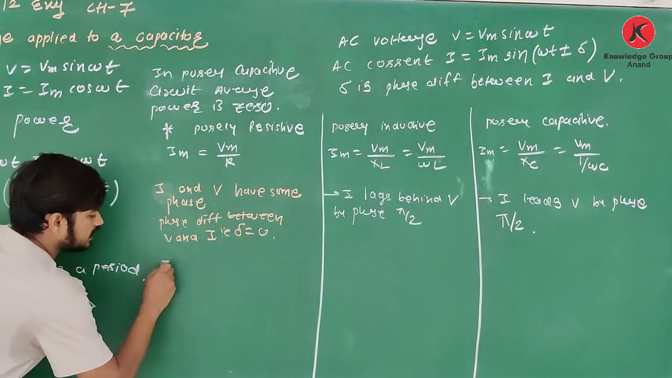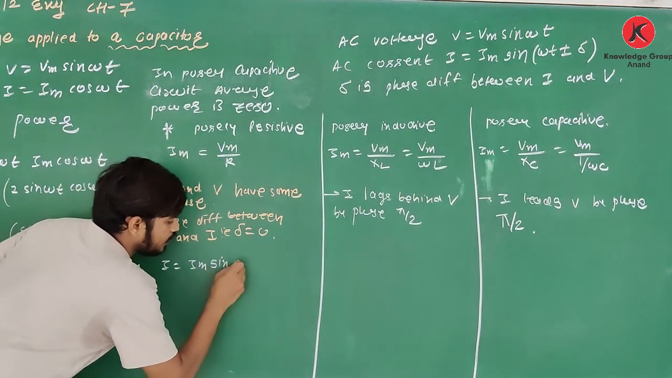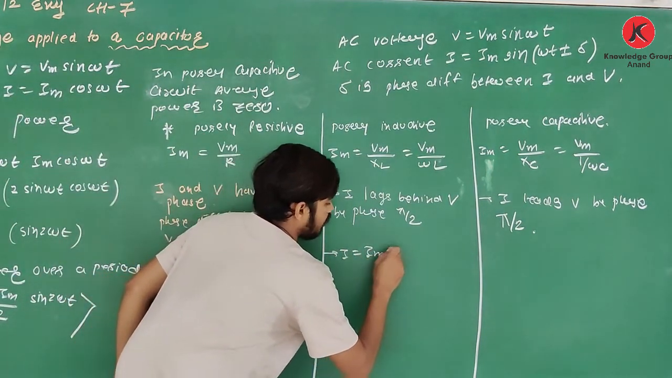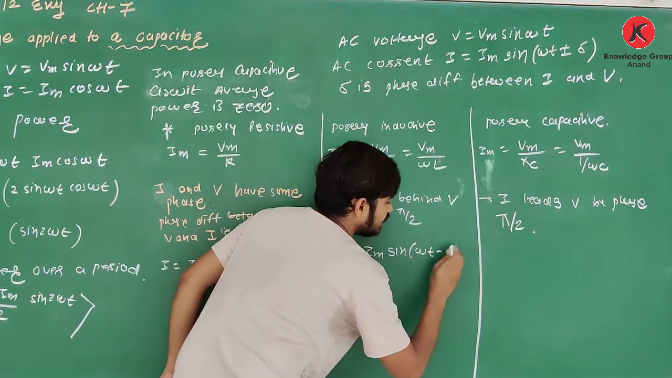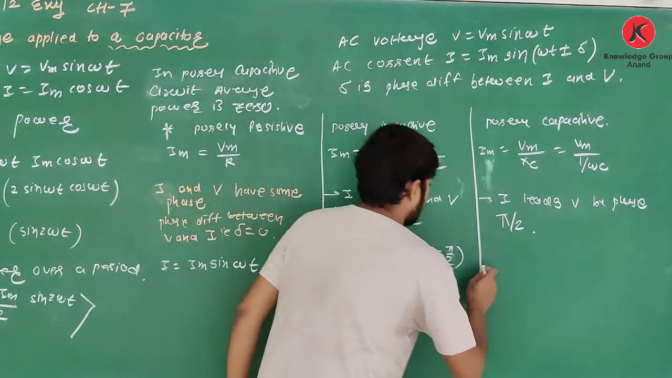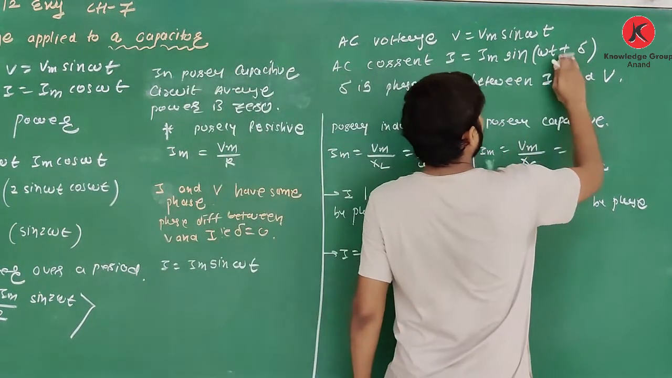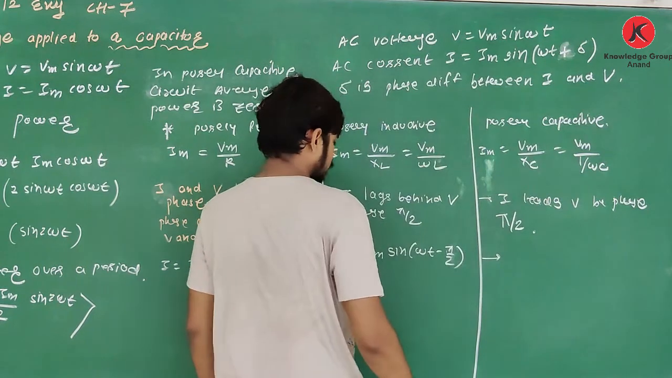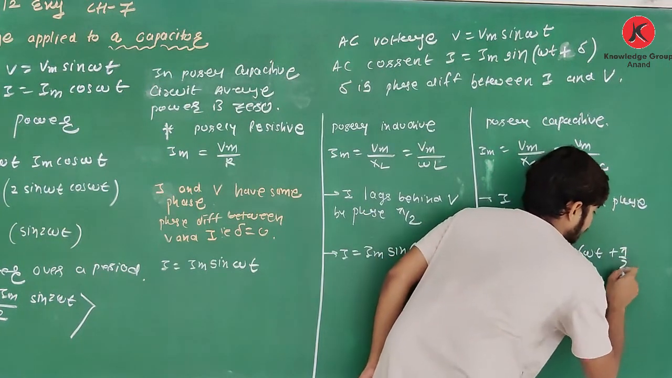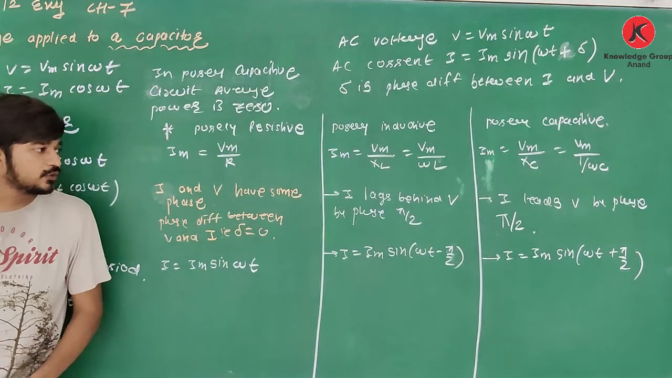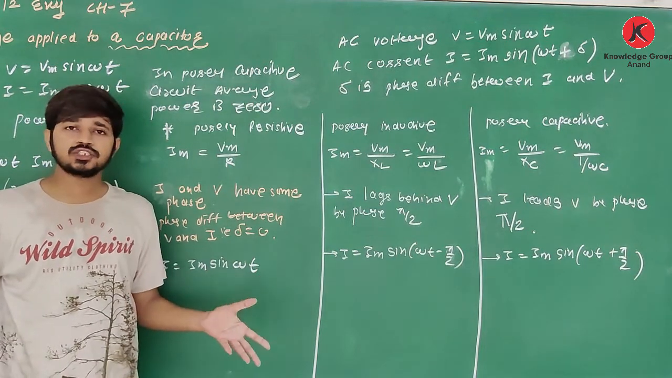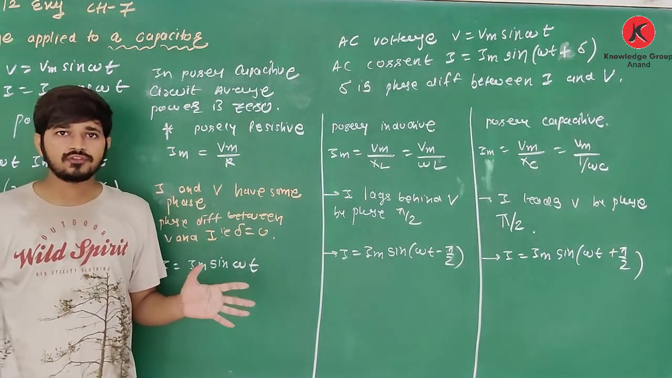So what is the equation of current? In the resistive case, it is I is equal to Im sin omega t, because you put del equal to 0. In the inductive case, I is equal to Im sin omega t minus pi by 2, means del is equal to minus pi by 2. And here I will write only plus: I is equal to Im sin omega t plus pi by 2. So there is a difference, first of current, then of phase difference, then of equation of current. And you know what is the difference between their graphs.